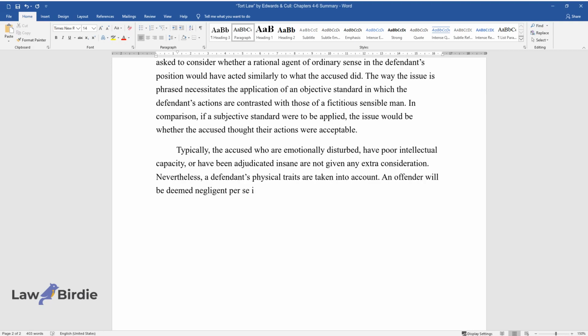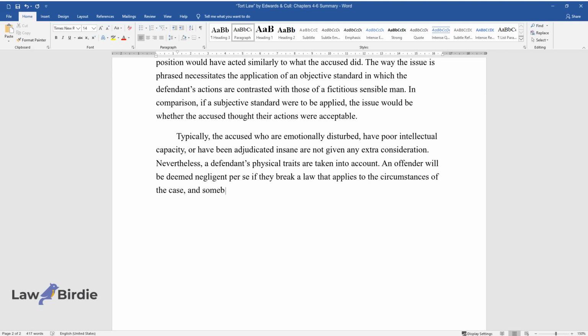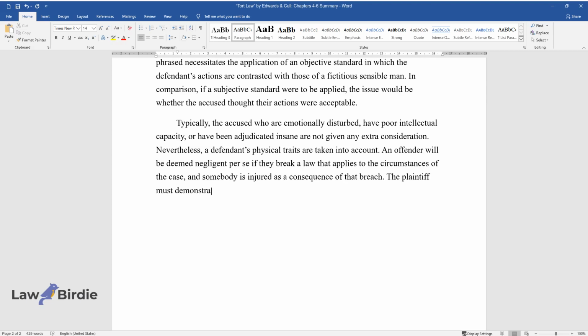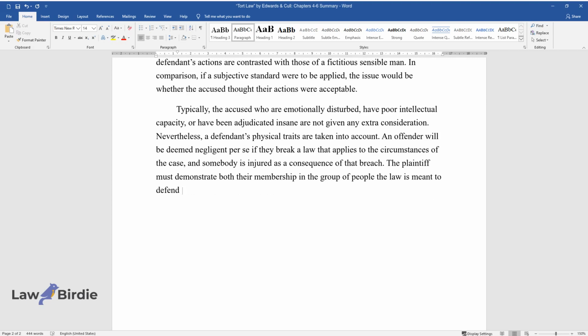An offender will be deemed negligent per se if they break a law that applies to the circumstances of the case, and somebody is injured as a consequence of that breach. The plaintiff must demonstrate both their membership in the group of people the law is meant to defend against and the nature of the injury they have suffered.